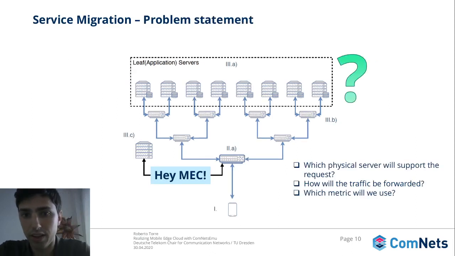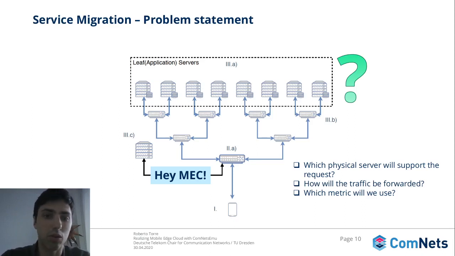So we are going to send a request, but the questions are which physical server will support the request? We have 8 different. How will the traffic be forwarded? Of course, in this case, it's quite easy, because there's no other way. If we want to access one server, there's only one route. However, sometimes the switches are also interconnected between themselves. So how is the traffic going to be forwarded? It's also an important question.